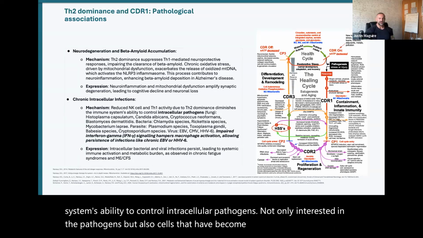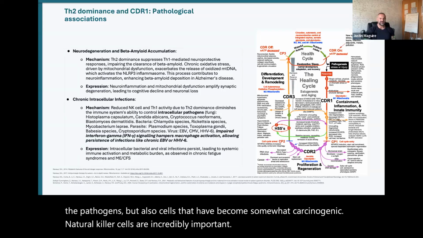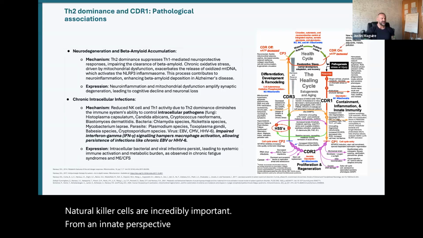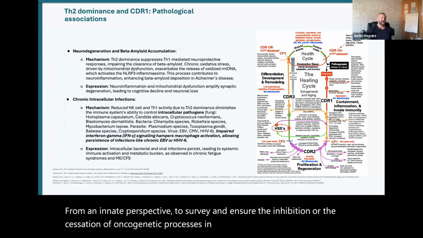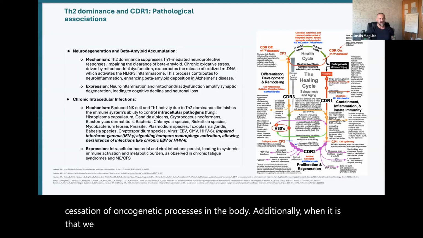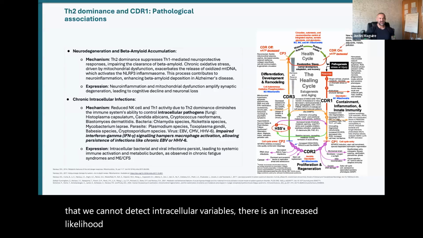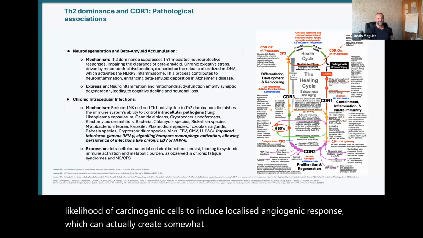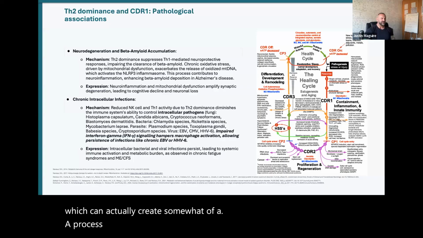Natural killer cells are incredibly important from an innate perspective to survey and ensure the inhibition or the cessation of oncogenetic processes in the body. Additionally, when we cannot detect intracellular variables, there is an increased likelihood of carcinogenic cells inducing a localized angiogenic response, which can actually create somewhat of a process similar to a biofilm proliferation.